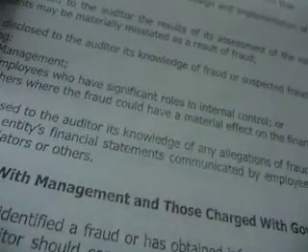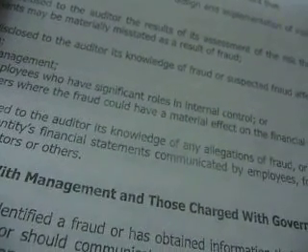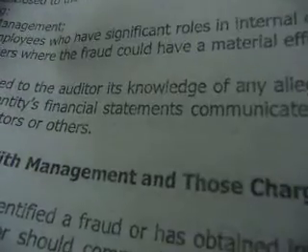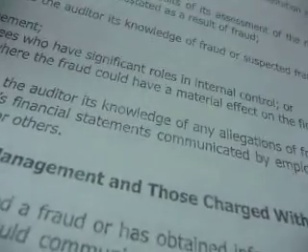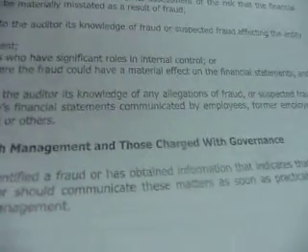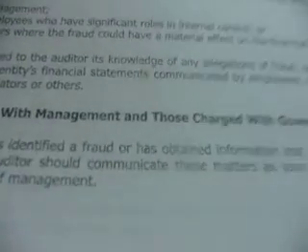It has disclosed to the auditor its knowledge of fraud or suspected fraud affecting the entity involving management, employees who have significant roles in internal control, or others where the fraud could have a material effect on the financial statements. And it has disclosed to the auditor its knowledge of any allegations of fraud or suspected fraud affecting the entity's financial statements communicated by employees, former employees, analysts, regulators, or others.